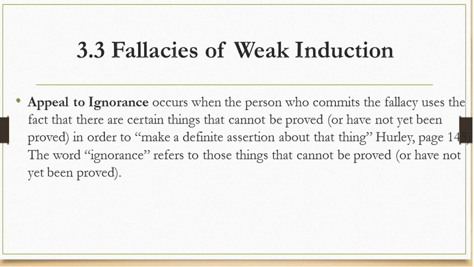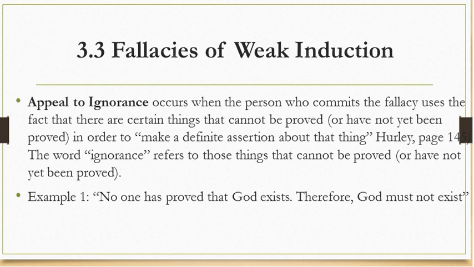So the problem here is that based on the fact that there's ignorance here, people can argue both sides of the issue. And in fact, they can argue opposite sides of the issue. And the fact that they can argue opposite sides of the issue shows you that there's really a problem here. Here's an example. No one has proved that God exists, therefore God must not exist. Okay, so here the thing that we are ignorant about, the thing that has not been proven, is God's existence. And so the person is using that ignorance to try to prove that God must not exist.